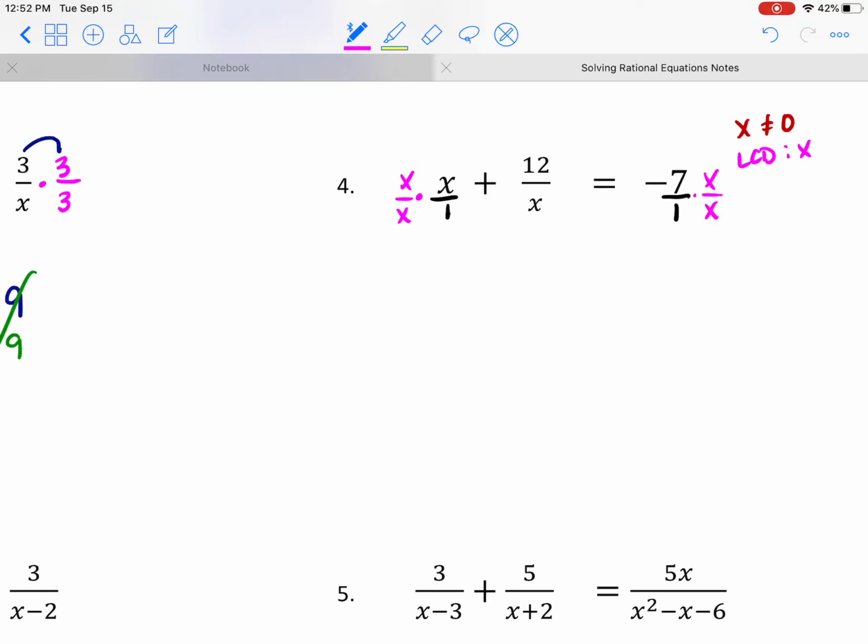All of those denominators now have 1x. Once all of the denominators are equal, we can ignore them. They are no longer going to affect the problem. So let's focus on what we have left in our numerators.